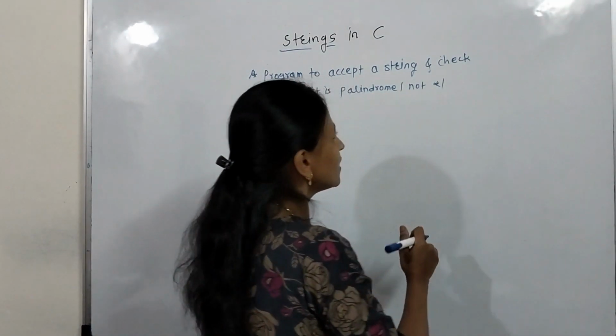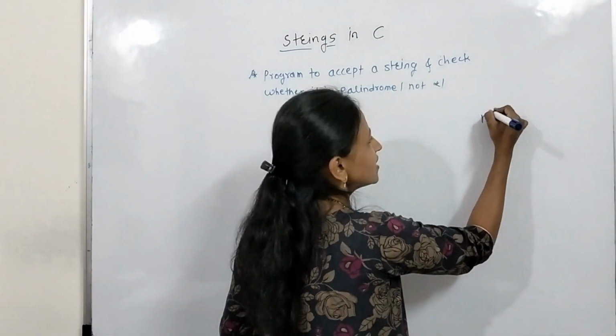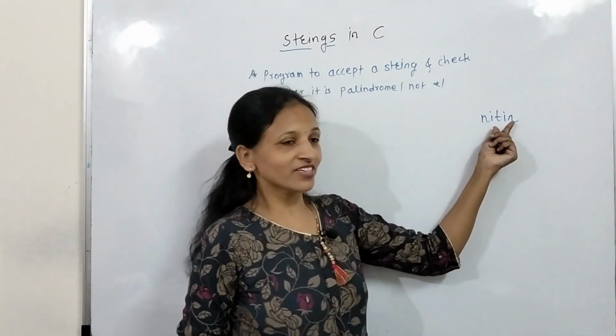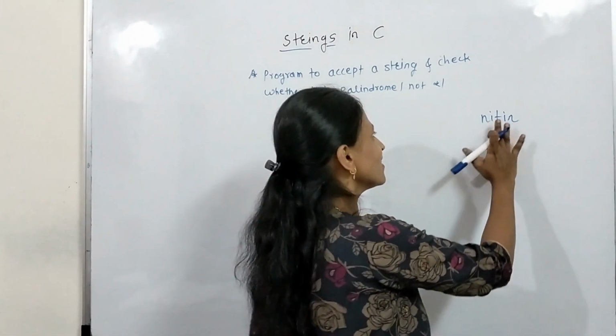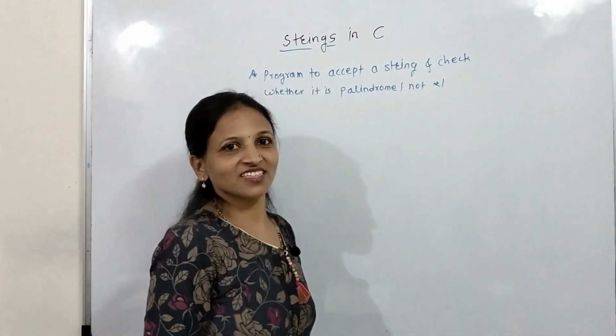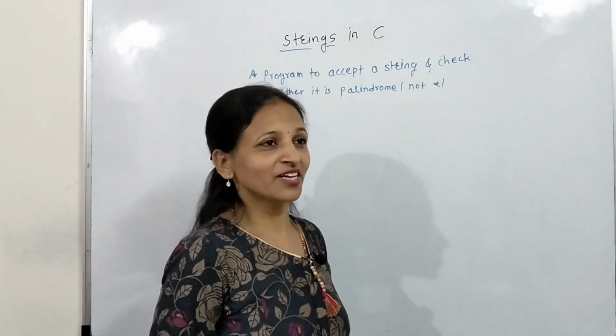In the same way, let the string be Nitin. See, if you reverse it, then you will get the same string, then that type of string is called a palindrome string. Otherwise it is not a palindrome. That we have to check here.